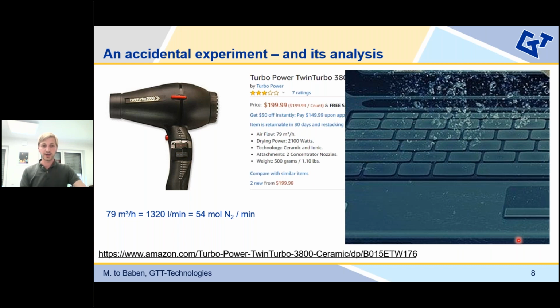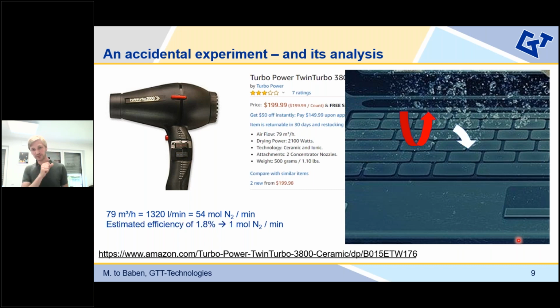So with the hairdryer, you find the specification of 79 cubic meter per hour airflow. Now that corresponds to 1,320 liters per minute, or 54 moles of nitrogen, where in this assumption I have included nitrogen and oxygen together because we don't expect actual chemical reactions to take place. So 54 moles of nitrogen per minute is what that small thing can blow.